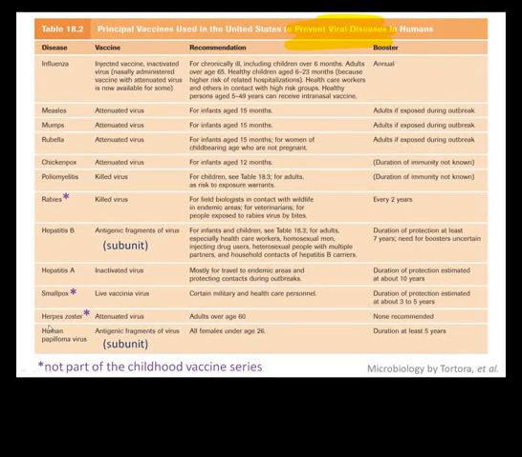I've put an asterisk by vaccines that are not part of the childhood series. This includes rabies, smallpox, and herpes zoster. Rabies is given for those who are at risk of being exposed to rabies, such as field biologists or veterinarians. It is also given to those suspected of being exposed, such as after an animal bite. Smallpox is only given to those working with vaccinia virus or military personnel. And herpes zoster is for adults. It protects against shingles. Again, read this table over on your own.